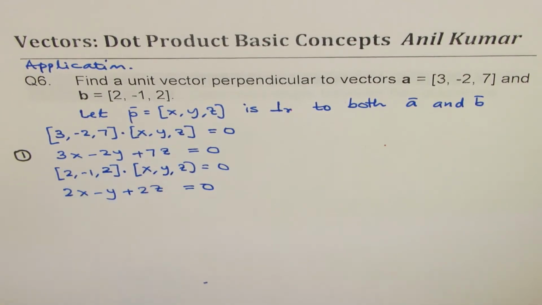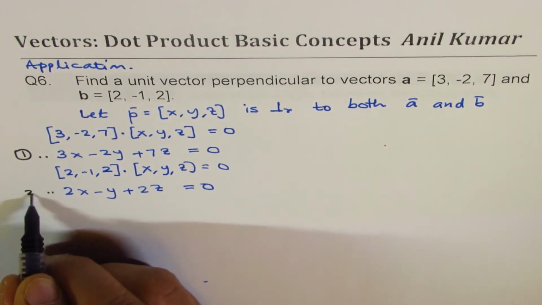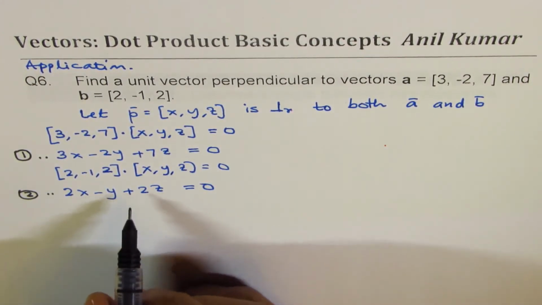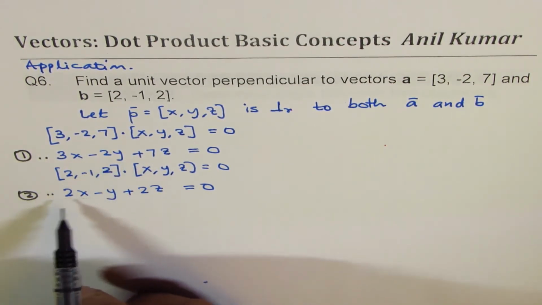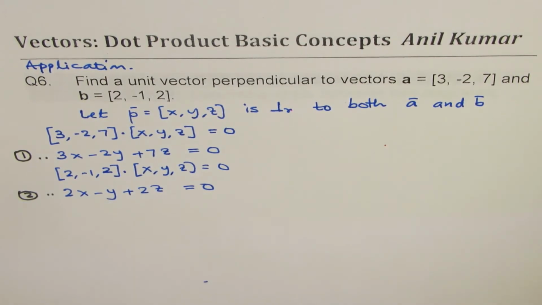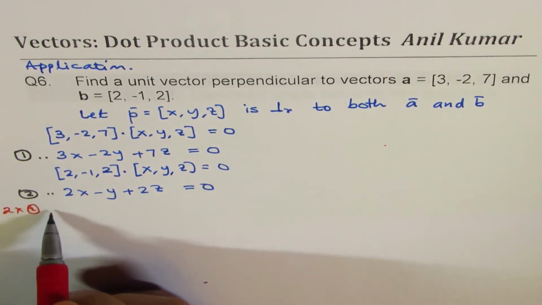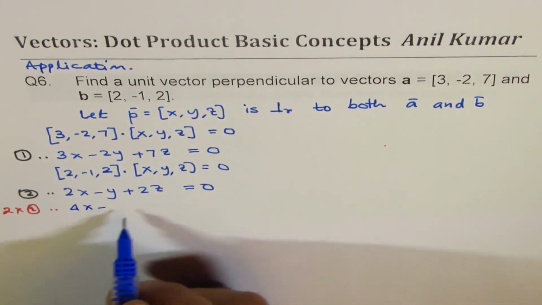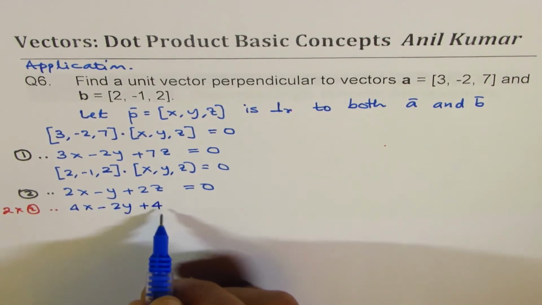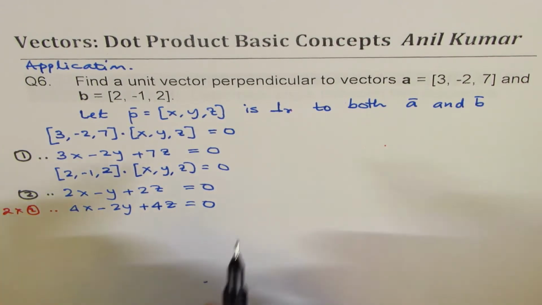So we get two equations. We have three unknowns. Do you see that? So we have two equations with three unknowns, x, y, z. Well, let's simplify. We can multiply equation 2 by 2. So if I do that, that is to say, I will do 2 times equation 2. In that case, what do I get? I get 4x minus 2y plus 4z equals 0. Let me call this our equation 3.